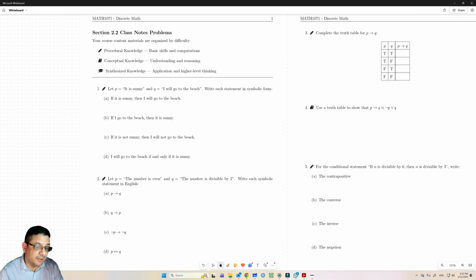We have, if it is sunny, then I will go to the beach. This is a classical P then Q statement. Then, if I go to the beach, then it's sunny. This is a Q implies P type of statement. If it's not sunny, then I will not go to the beach. This is not P, then not Q. I will go to the beach if and only if it is sunny. So this will be P if and only if Q.